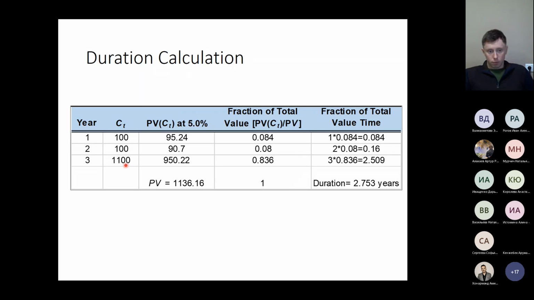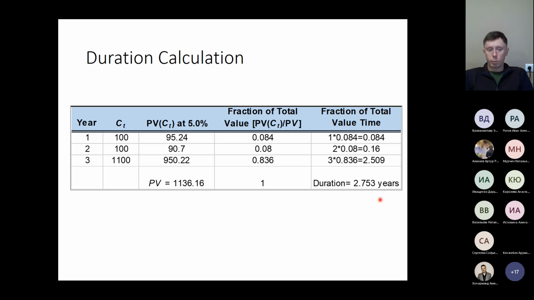There is a 1,000 face value and 100 coupon, discount rate of 5%. This is a present value that we would estimate. The total present value is 1,146. Then we would estimate the fraction of this payment in the total present value. Here it is. You see the bigger fraction would be at the last payment. Now, this is reasonable because it includes the face value. And the final column is where we would multiply this fraction by the number of this period. Finding the sum of those will provide us with a duration estimation.